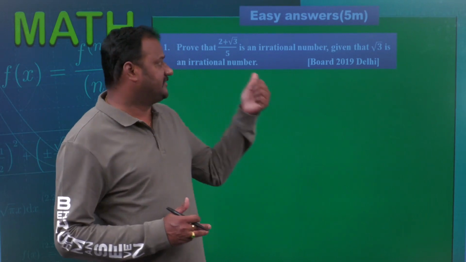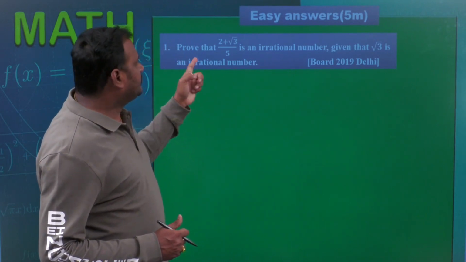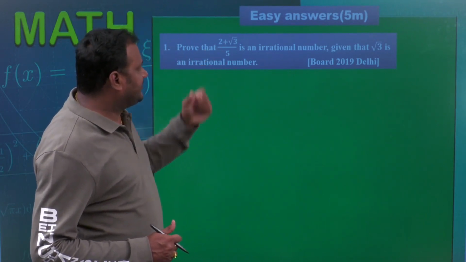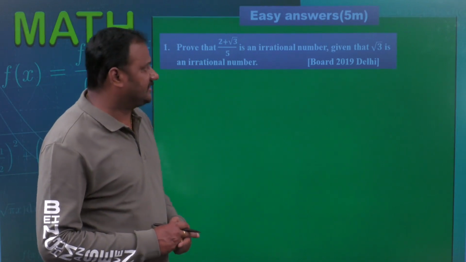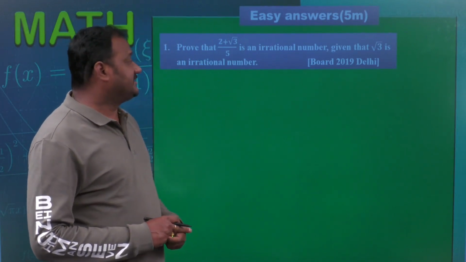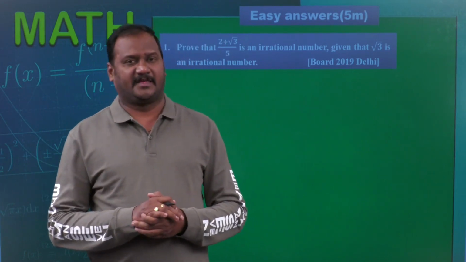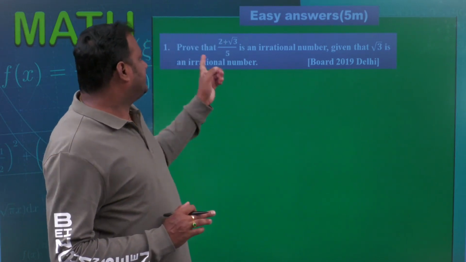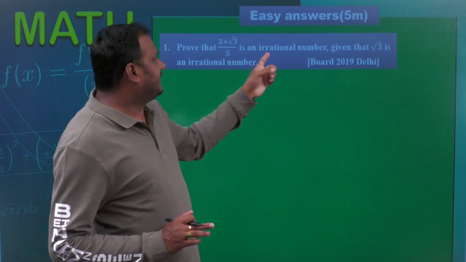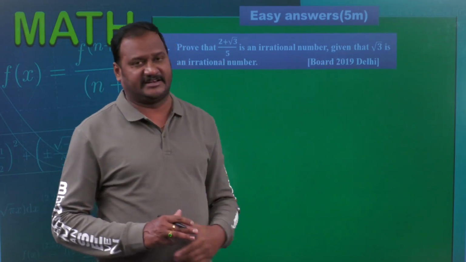So for that I listed out a few problems which were given frequently in previous board examinations. We'll start with the first problem: prove that (2 + √3)/5 is an irrational number, given that √3 is an irrational number. I just want to explain one very important thing for this. Prove that (2 + √3)/5 is an irrational number given that √3 is irrational.